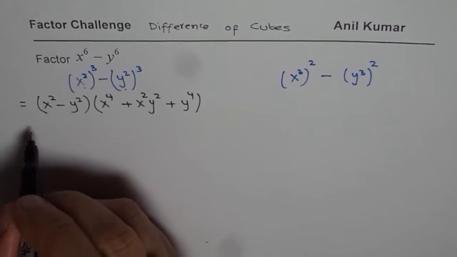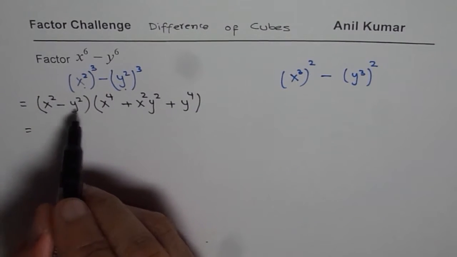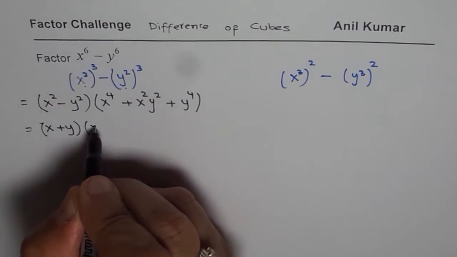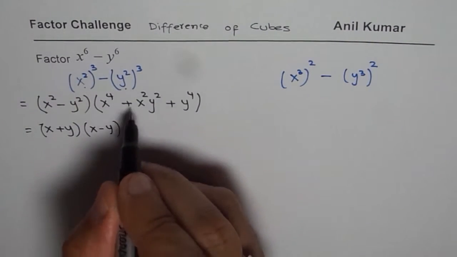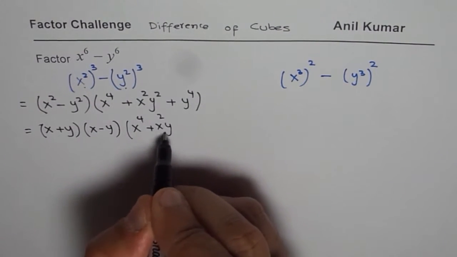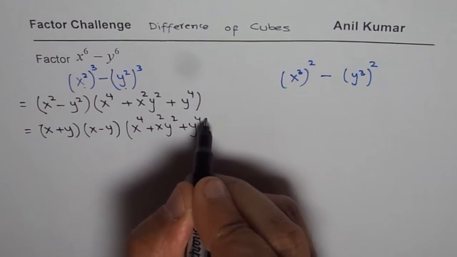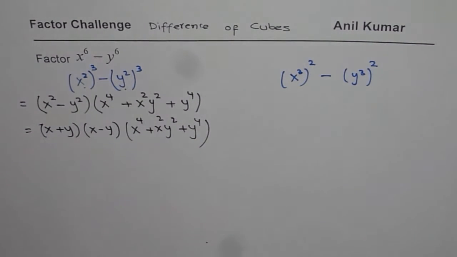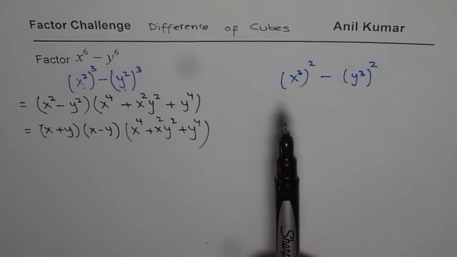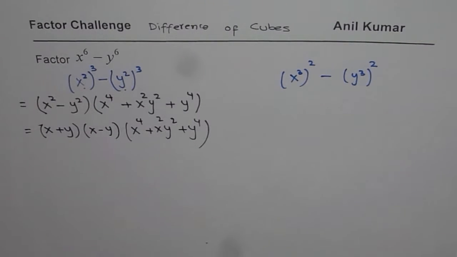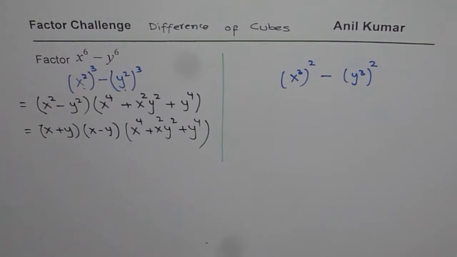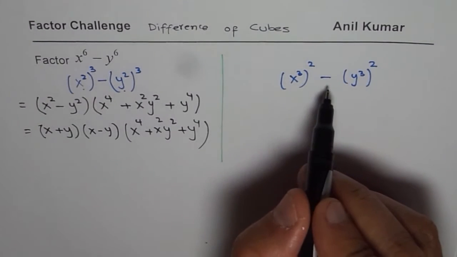Now x square minus y square could be further factored. That is difference of squares, and we could write this as x plus y times x minus y, and we already have that third factor as x to the power of 4 plus x square y square plus y to the power of 4. So that is how we can factor using the first method. Now let us factor the same thing using the second combination, and then we can compare which is a better way of doing it.